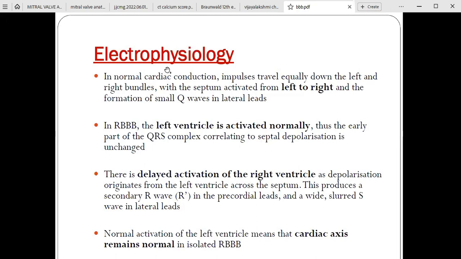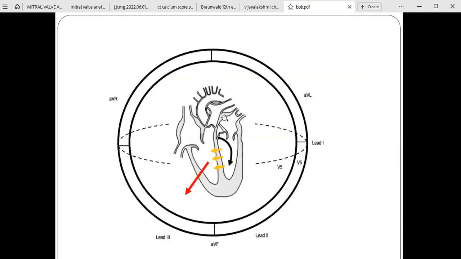Coming to the basic electrophysiology, in normal cardiac conduction, impulses usually travel down the left and right bundles, with the septum activated from left to right. From the SA node, the impulse goes into the atrioventricular node, and from the atrioventricular node into the septum. From the septum, depolarization usually occurs from the left side to the right side. So this is the left ventricle, this is the right ventricle. Normal depolarization occurs from left to right, and this depolarization of the septum leads to a Q wave. That's what happens initially, normally.